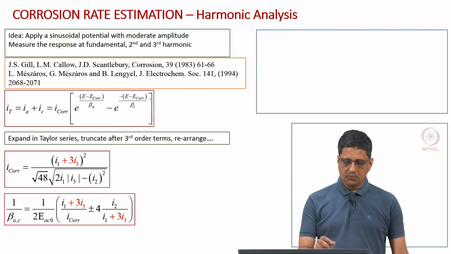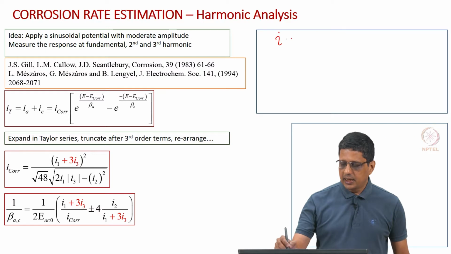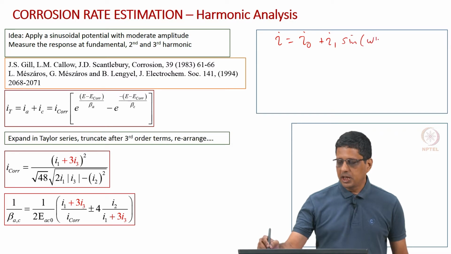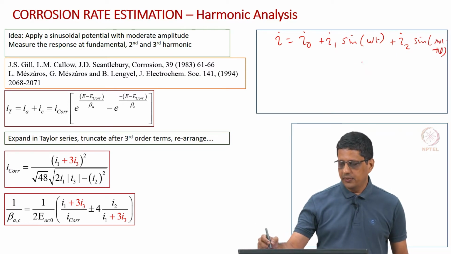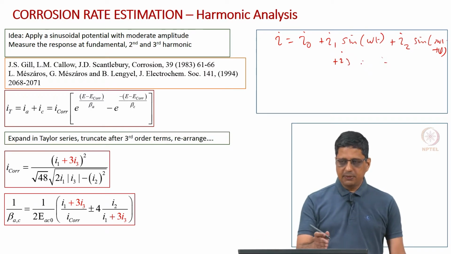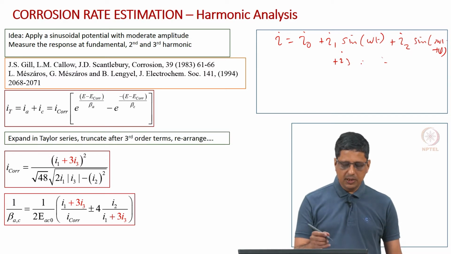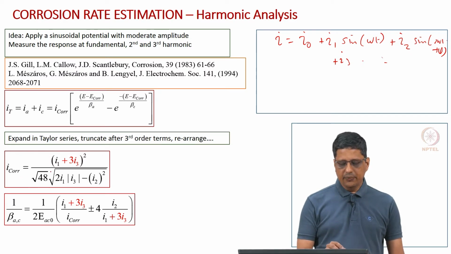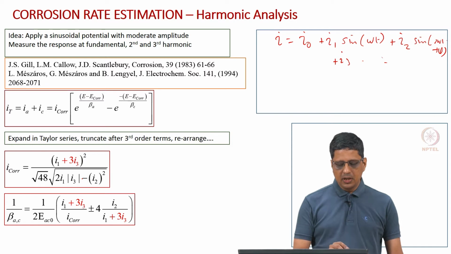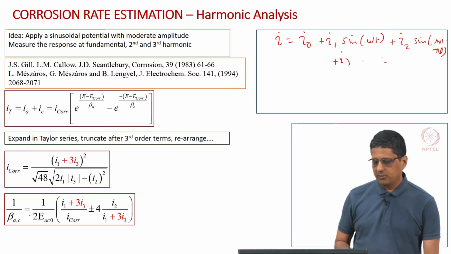If you take this and expand it in Taylor series, and then write the current as I0 corresponding to DC, plus I1 sin omega t, plus I2 sin(2 omega t plus phi) (of course, it may become cosine), plus I3, etc., then after expanding this and doing some algebraic rearrangement, one can show that I_corr is going to be related to I1, I2 and I3.